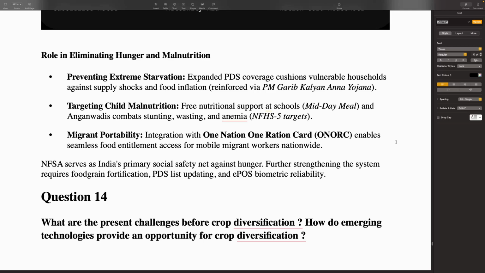Targeting child malnutrition. Free nutritional support at schools, midday meal, and Anganwadis combats stunting, wasting, and anemia. NFHS 5 targets.